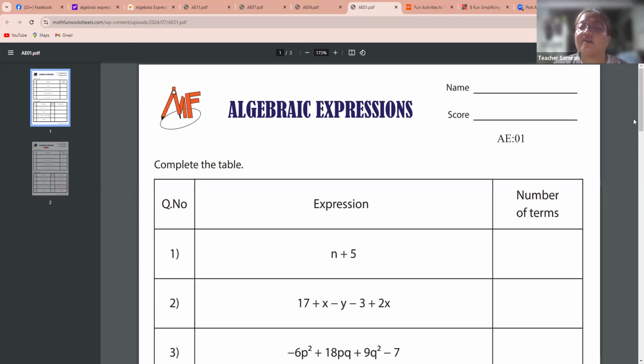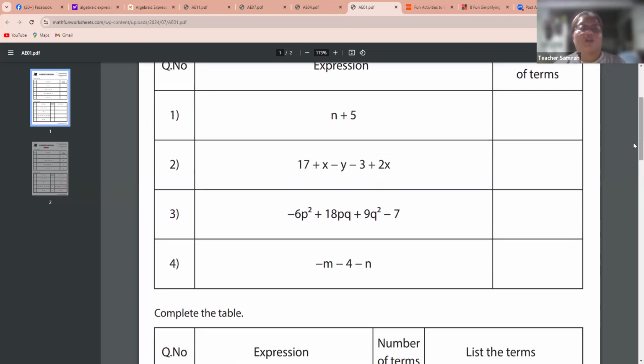Okay, we're going to this one. So again, for question number 1, the expression n plus 5. If I'm going to count the number of terms, we can have 2 terms. n is 1 term as well as 5. So n is a variable and 5 is a constant. How about for number 2? For number 3? As well as for number 4?